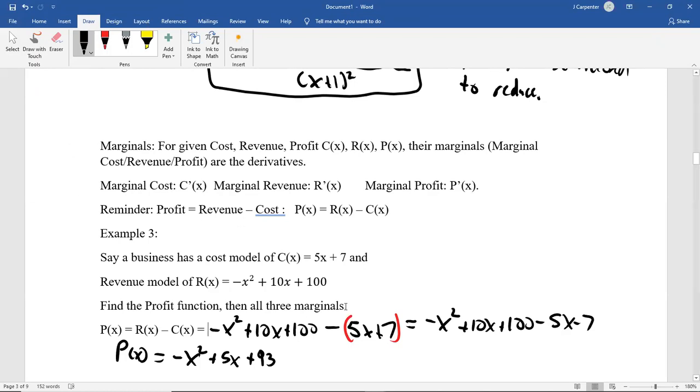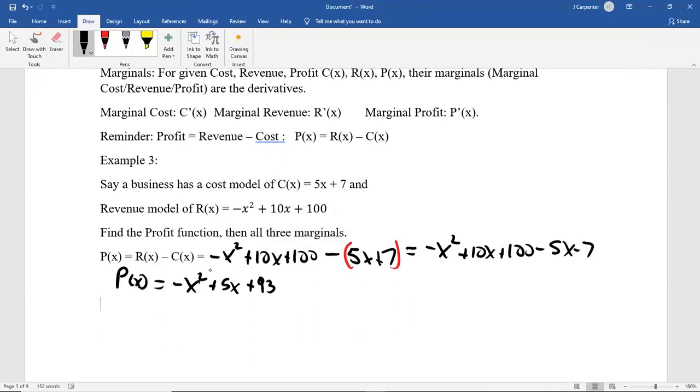That was only the first thing. We also wanted all the marginals. So now that we have cost, revenue, and profit, we can do all three marginals. The derivative of cost would be the marginal cost. Well, that's 5x plus 7. Just take its derivative. The derivative of 5x is 5 because it's a linear term, special case. The derivative of 7 is 0. So that's it. So this is our marginal cost. This is the cost to produce the next item.